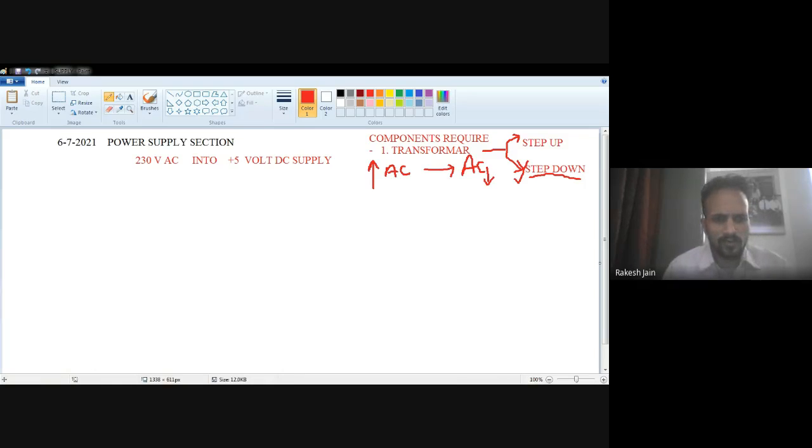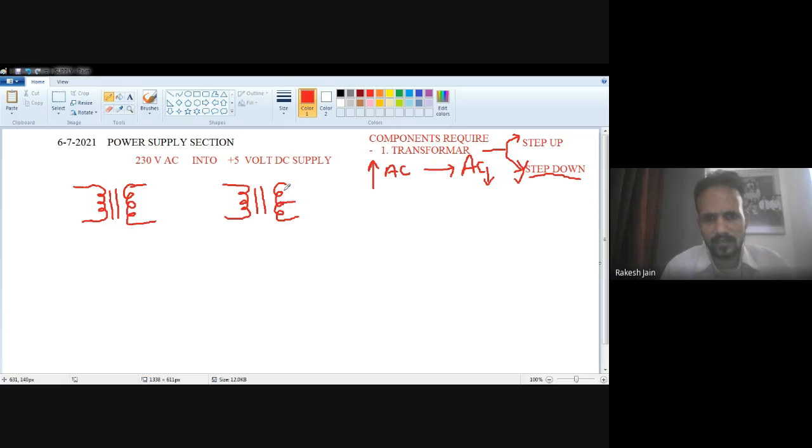There are two kinds of transformer actually. The simple kind of transformer has this symbol: the input winding consists of two wires, and the output winding also consists of two wires. When you purchase it from the market, two wires are there at the input side, and the output side also consists of two wires. And the second one is the center tap transformer, in which the input side consists of two wires and the output side consists of three wires.